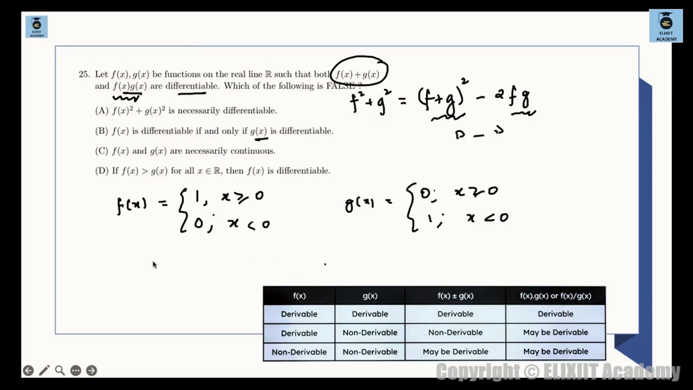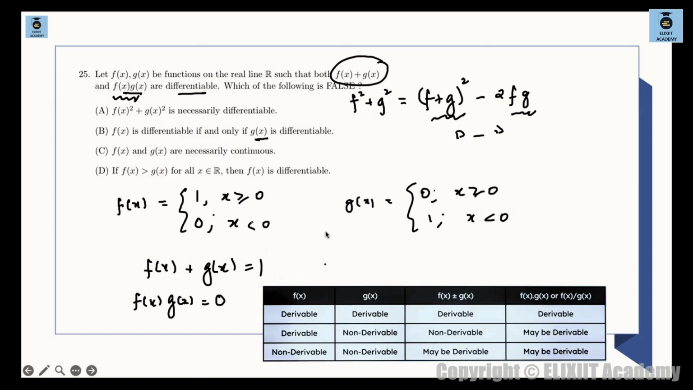So in both of these cases, can you see that f(x) plus g(x) will be 1, which is a continuous function, continuous as well as differentiable, right? And the product, look, what will the product be? Continuous and differentiable. The product of these two functions is 0 only: 1 into 0, 0 into 1, in every case it will be 0. In this case this is also a differentiable function.